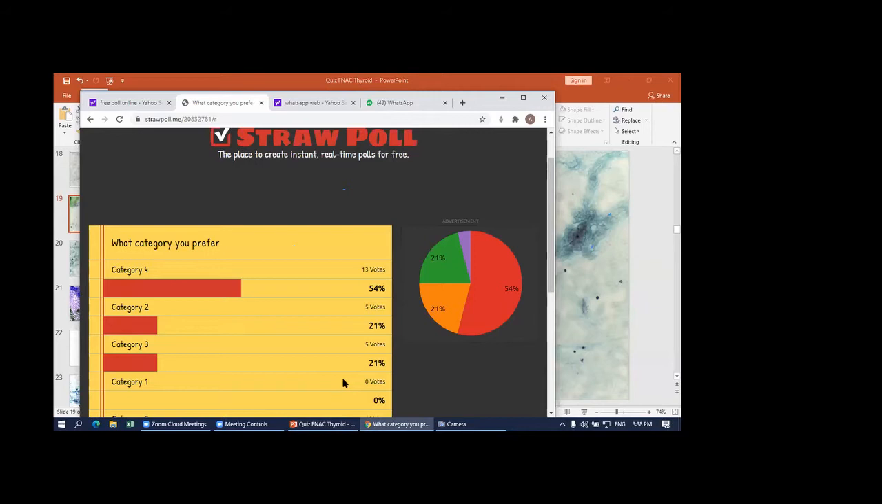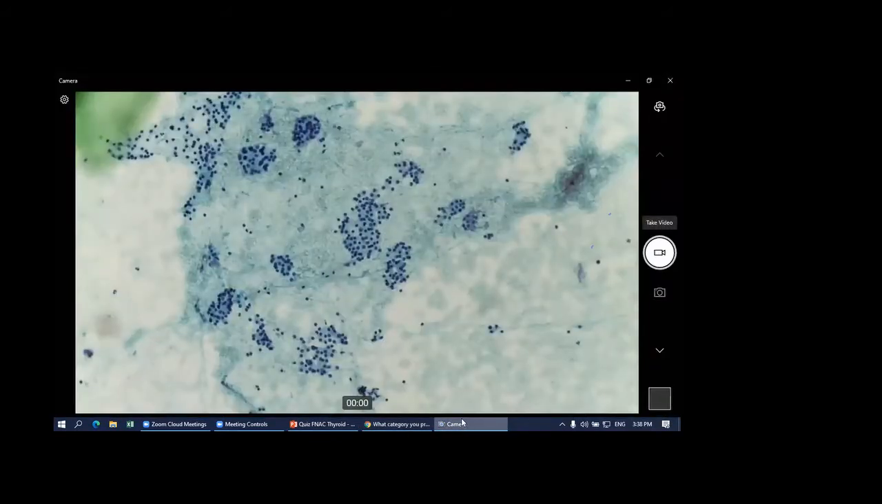And the cellularity is not that great. It's more than 6 clusters, but not as cellular as SFN. SFN versus category 2 is a lot more cellular than this. Okay, all right. So let's go to the next case.